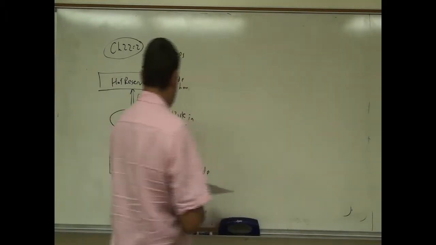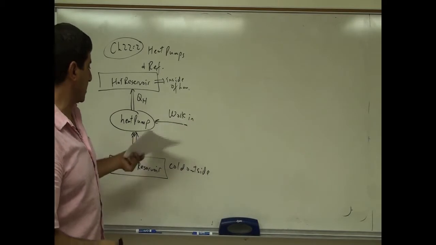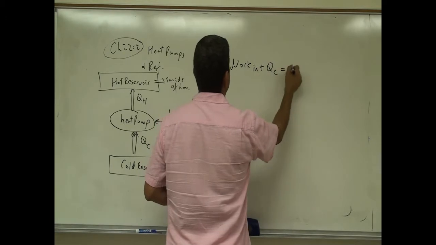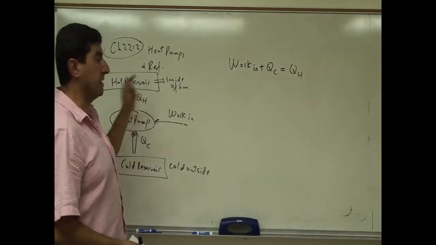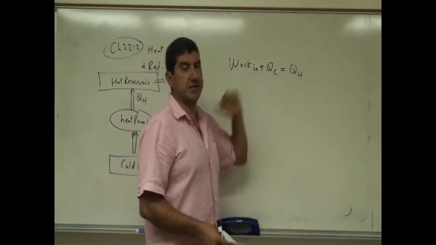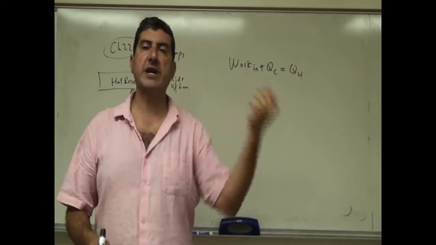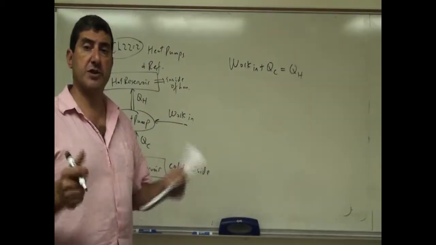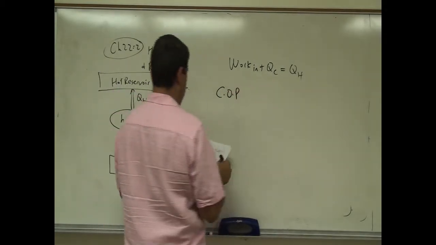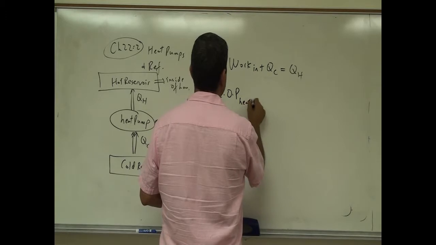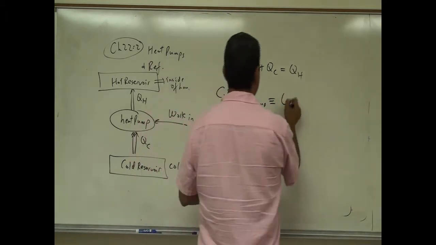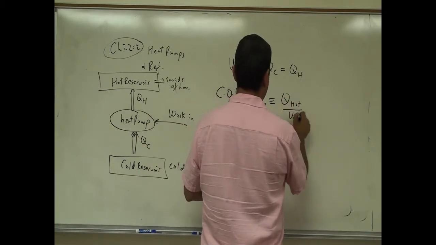So how is the equation here? We can say work in plus Q cold is equal to Q hot. So the amount that you can dump into the hot reservoir is equal to the sum of how much work you put in plus how much heat you extracted from the cold reservoir, right? And for the heat pumps, we define something known as the coefficient of power. The coefficient of power for a heat pump is defined as Q hot over work in.